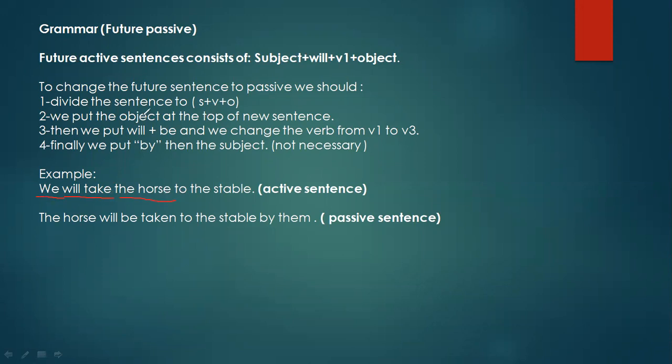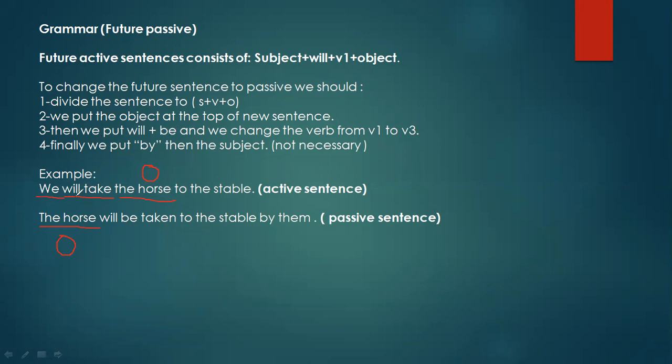The second step to change from an active to a passive voice is to put the object. When we divide the sentence into subject, verb and object, we take the object and put it at the beginning of the sentence. So here the first word is the object, then we put will plus be.